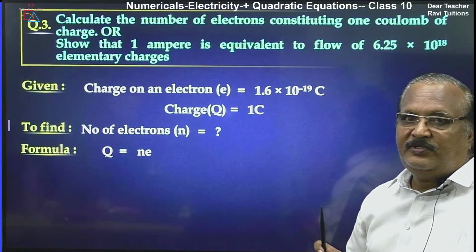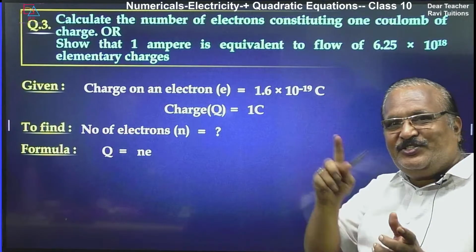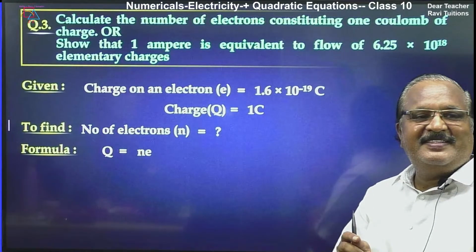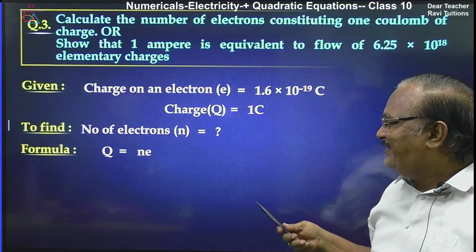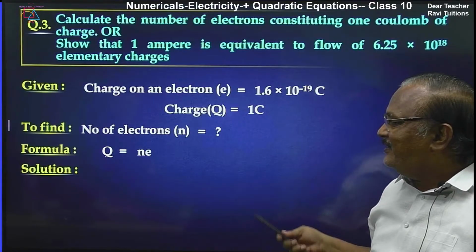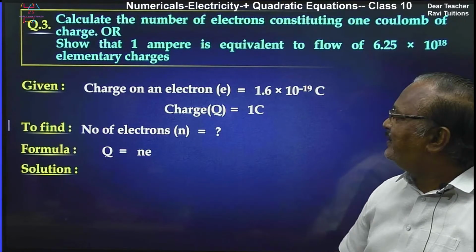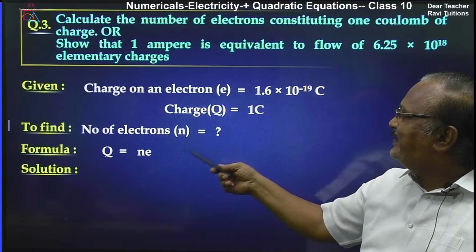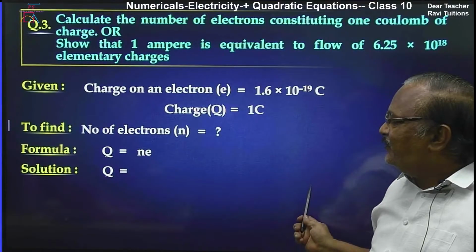So 1 coulomb is equal to how many electrons? These many electrons will constitute 1 coulomb of charge. So we have to find out those electrons. Now substitute the values in the formula, because we have Q is equal to 1C, e is equal to the known value, and we have to find out n.